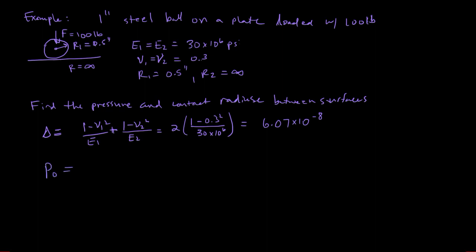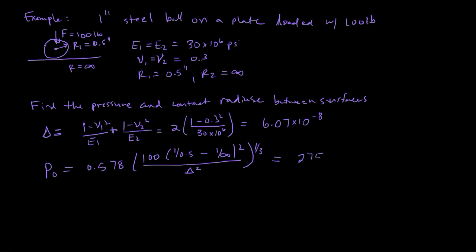And then from that we can calculate our pressure: 0.578 times the load of 100 times (1 over the first radius minus 1 over the second radius). 1 over infinity is 0. That quantity squared over the contact modulus squared, to the 1/3 power, gives us 275,733 psi.